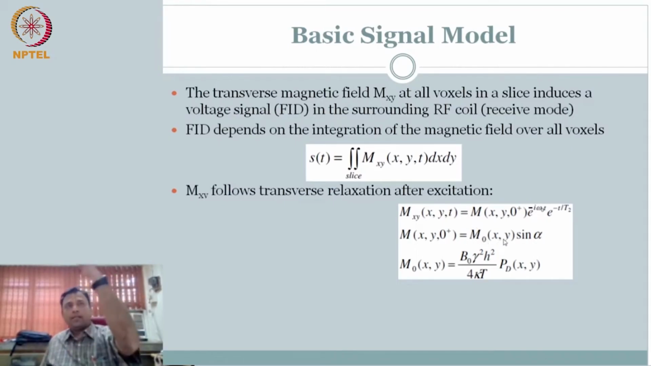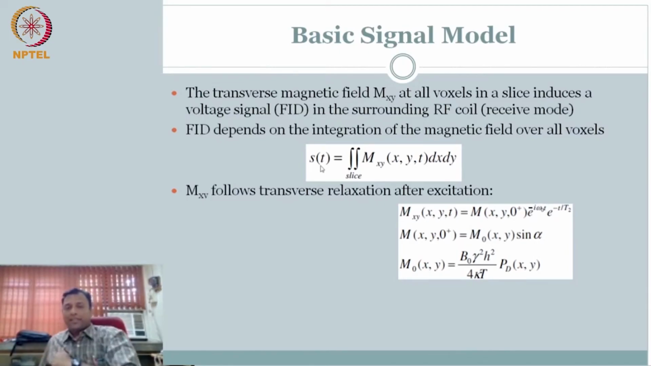M naught sin alpha. If alpha is 90 degrees, you are pushed from the equilibrium value to the floor. That is your starting point, and the starting point reduces exponentially with a time constant T2 or T2 star. So this MXY 0 is nothing but your first model we did, B naught gamma square. Essentially it is related to your proton density. So now quickly you see the transition. The basic signal here, the contribution from proton density, is falling on the floor, and that is the starting value. That is decaying with time with some time constant.